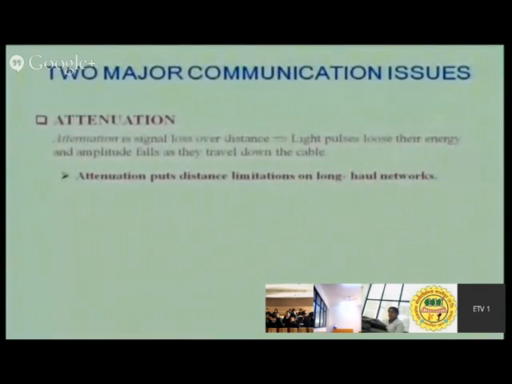One is the attenuation. In any communication system, attenuation is the signal loss over the distance. Light pulses lose their energy as they travel down, so it puts distance limits: how long I can reach. The lower the attenuation, the more is the distance to be covered. So we want the attenuation to be as small as possible.